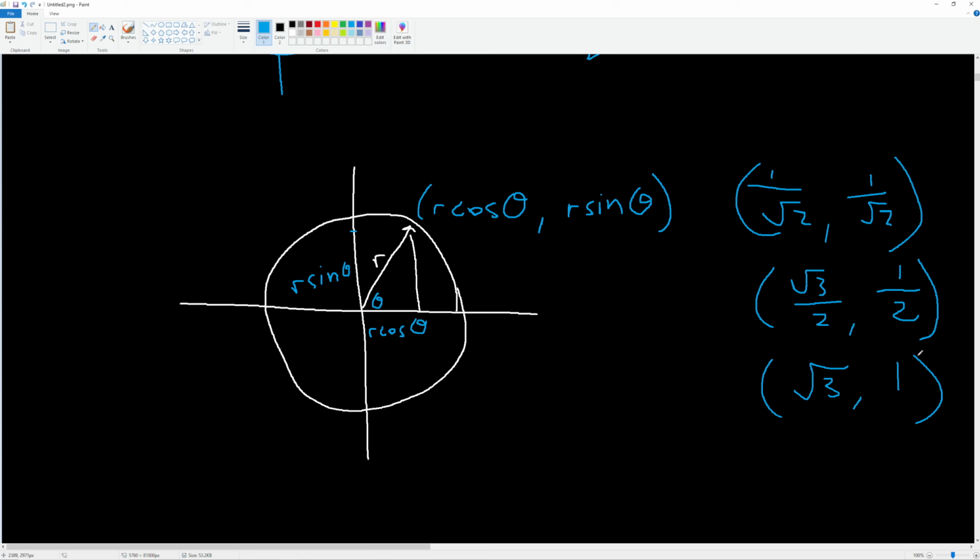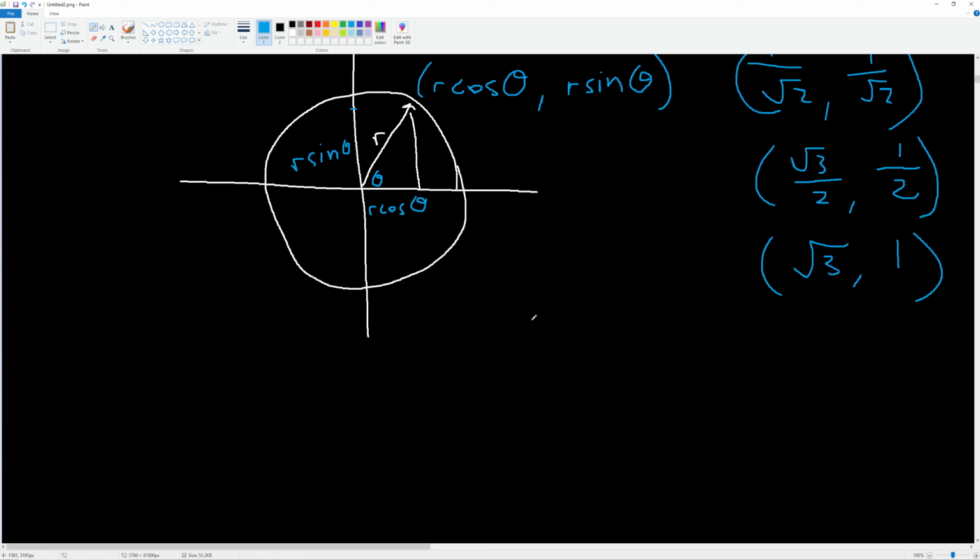So let's say I give you this and you want to write this picture. Well, I've given you r cosine and r sine. How do you calculate r? Well, it's a distance formula. The distance formula and the equation of a circle are basically the same thing. So r squared equals x squared plus y squared. Usually it's written the other way: x squared plus y squared equals r squared. That's the equation of a circle.